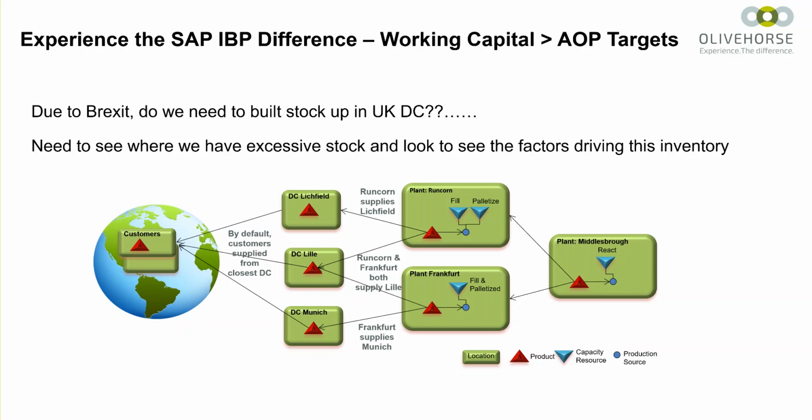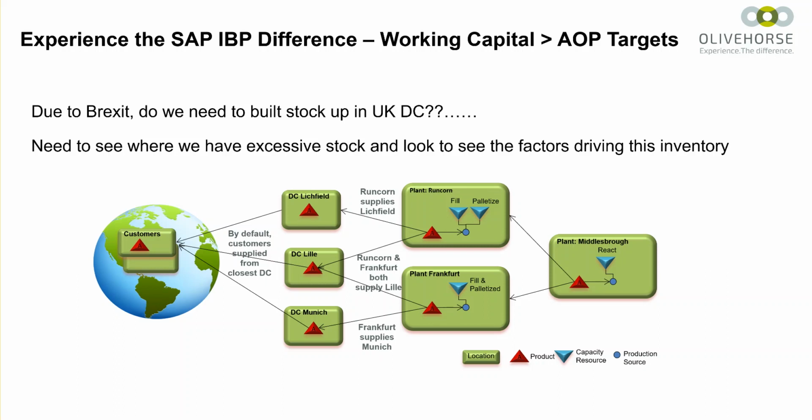He needs to know the cause of the high working capital in Q3 and Q4, and also, since Brexit may be looming in the near future, he needs to do more stocking on UK Lichfield DC in order to achieve a higher target service level of 95% within UK. We used IBP inventory to generate our stock targets. Now we need to use the system to find out whether we can drive some improvements.